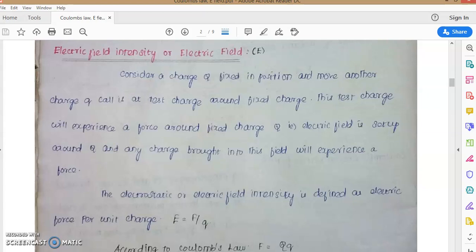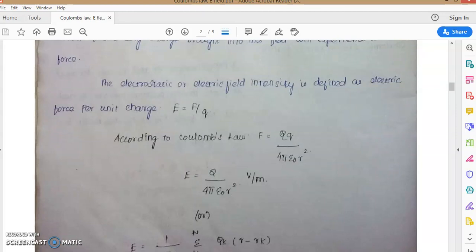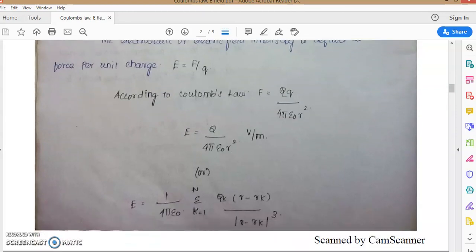So whenever there is a fixed charge, and when we are moving some external charge towards the fixed charge, automatically there will be an interaction between the two charges, which is nothing but the electric field intensity, which is also known as it will experience a force. So the electric field intensity is defined as electric force per unit charge, that is, capital E is equal to electric force F divided by Q.